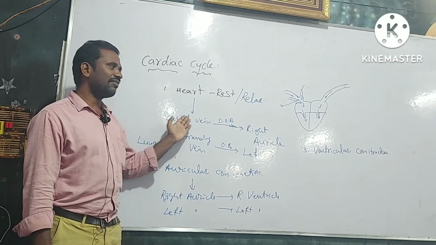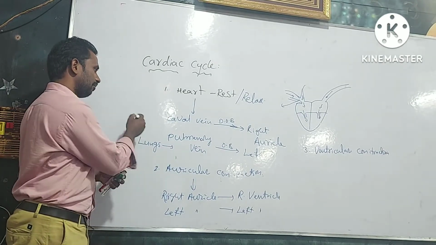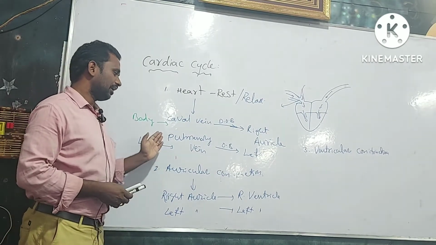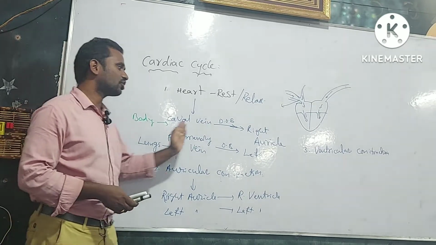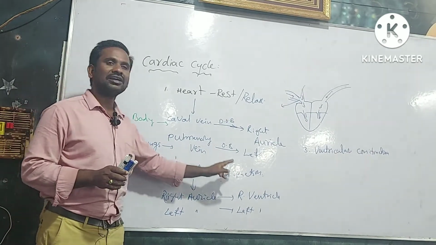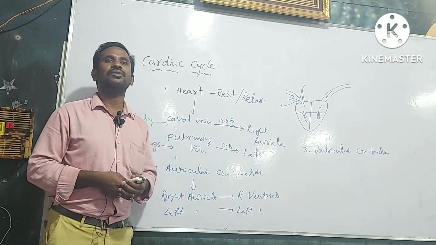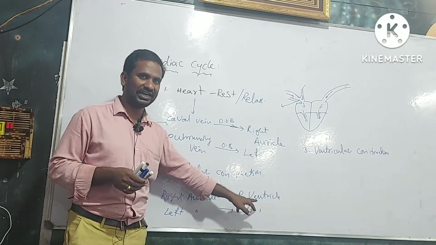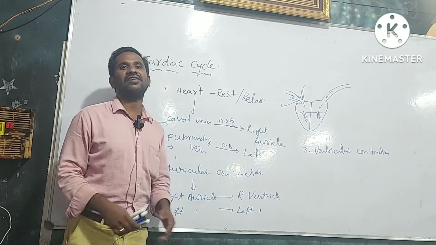So, the heart in the relaxed position: the caval vein collects deoxygenated blood from the body to the right auricle, and the pulmonary vein collects oxygenated blood from the lungs to the left auricle. Next, second stage, auricular contraction, also known as auricular systole. The right auricle pumps the blood to the right ventricle and the left auricle pumps the blood to the left ventricle.